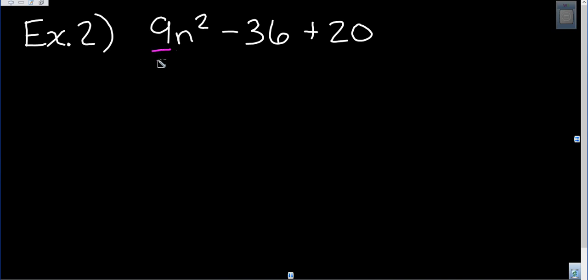On this one, I see a 9, I see a 36, and I recognize that a 9 goes into both of those numbers, or a 3. But 21 doesn't share one of those factors. So there is no greatest common factor, and I'm ready to start factoring this.